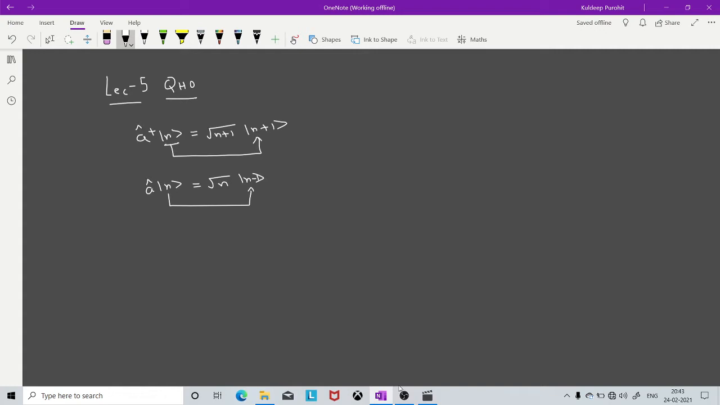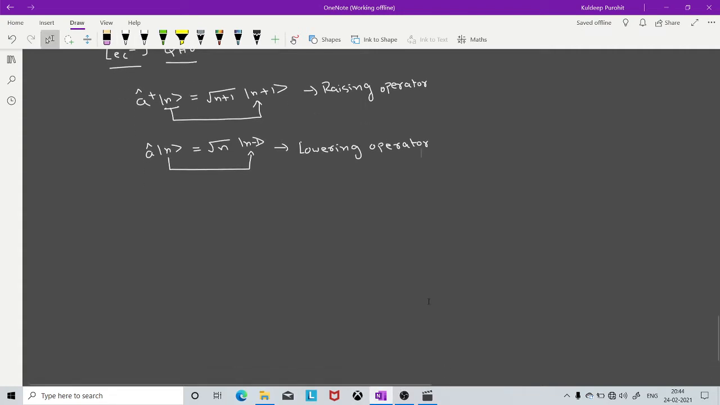That's why this is known as the raising operator, and this is known as the lowering operator. These are the two important relations which we derived in the last lecture. Now we will continue our discussion with this.